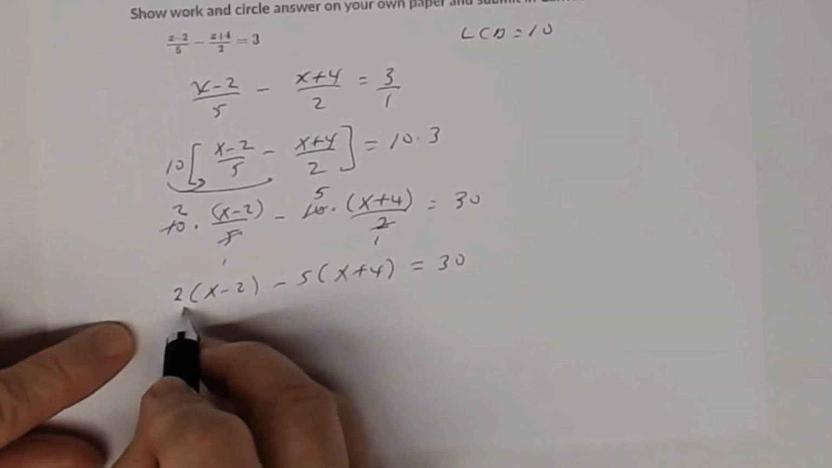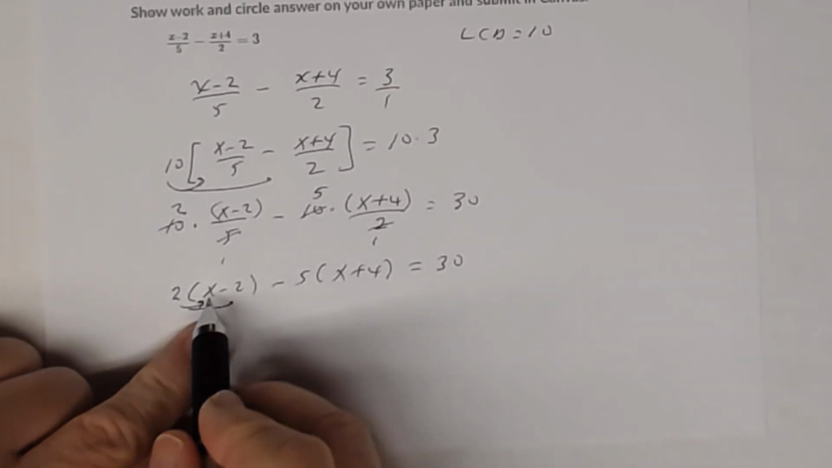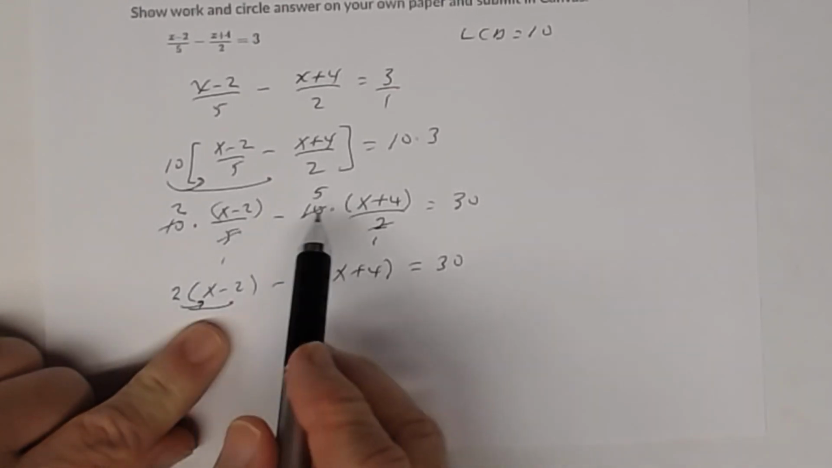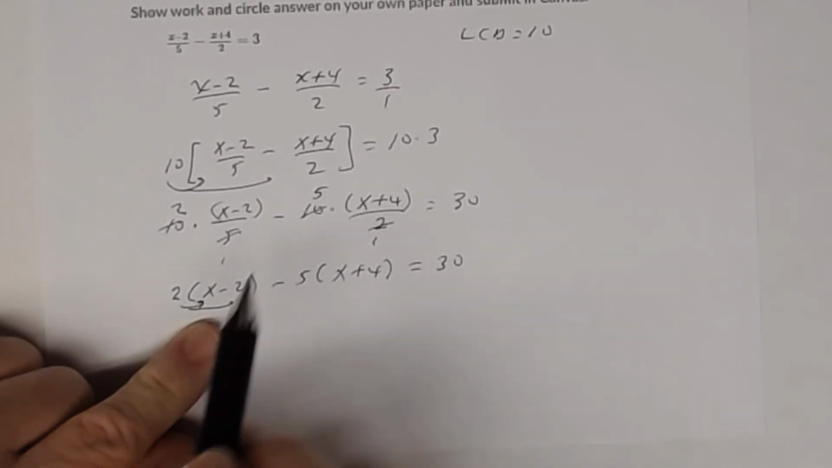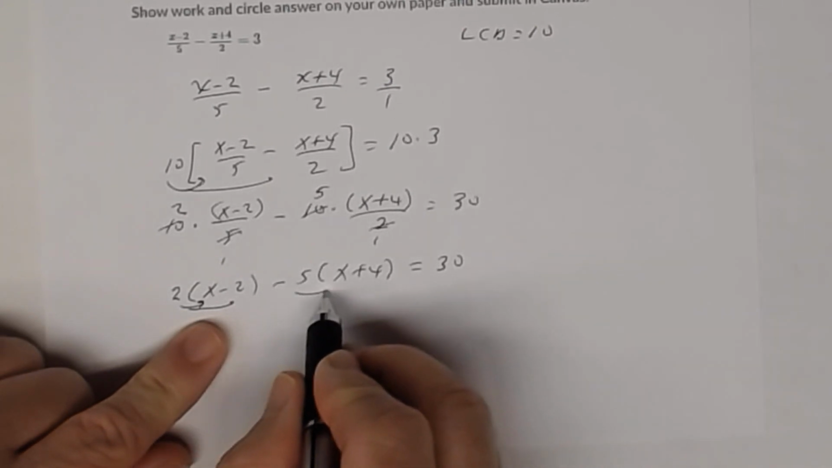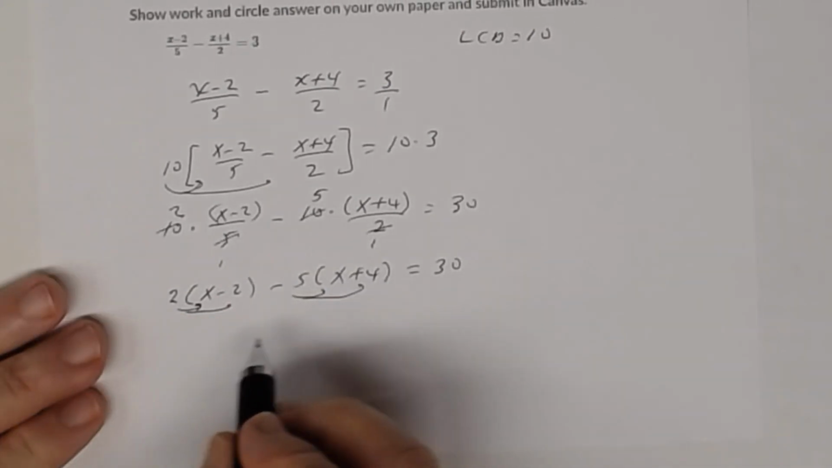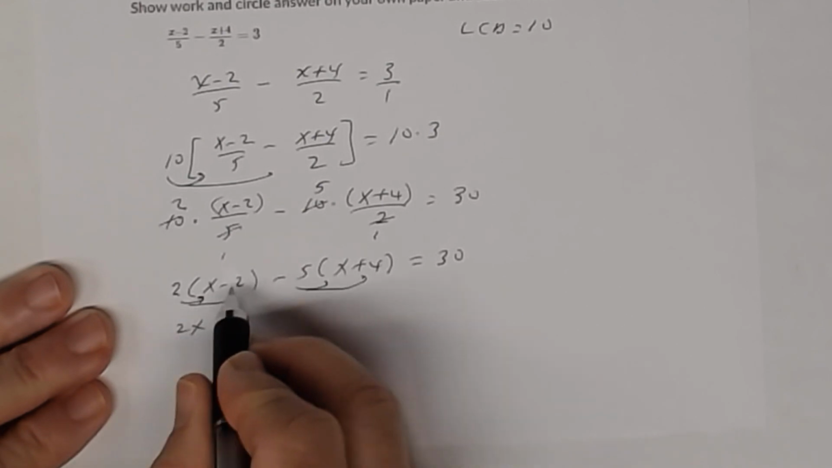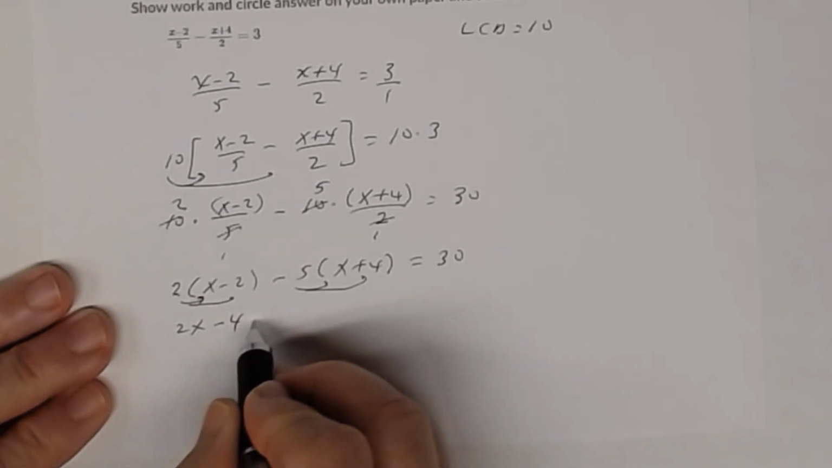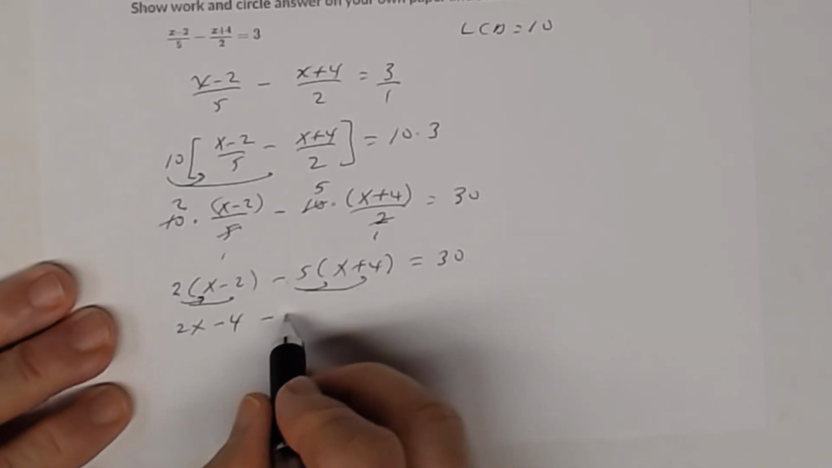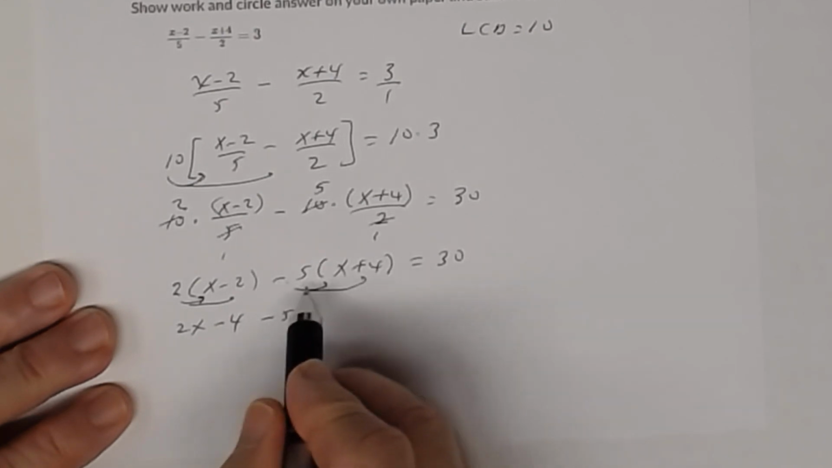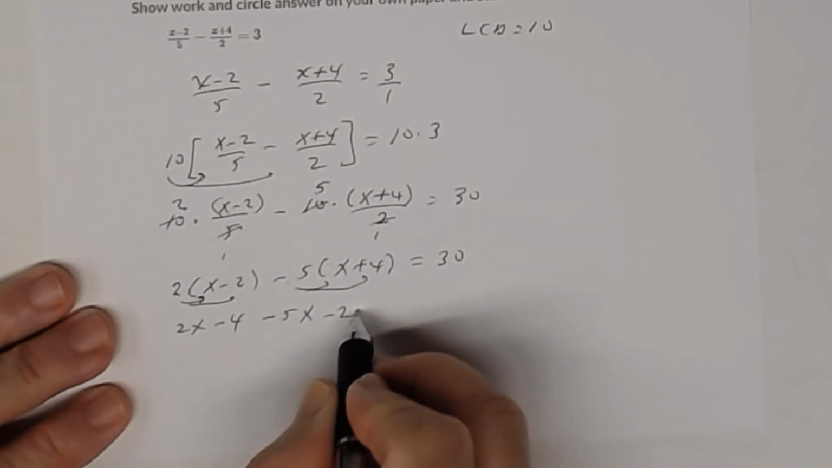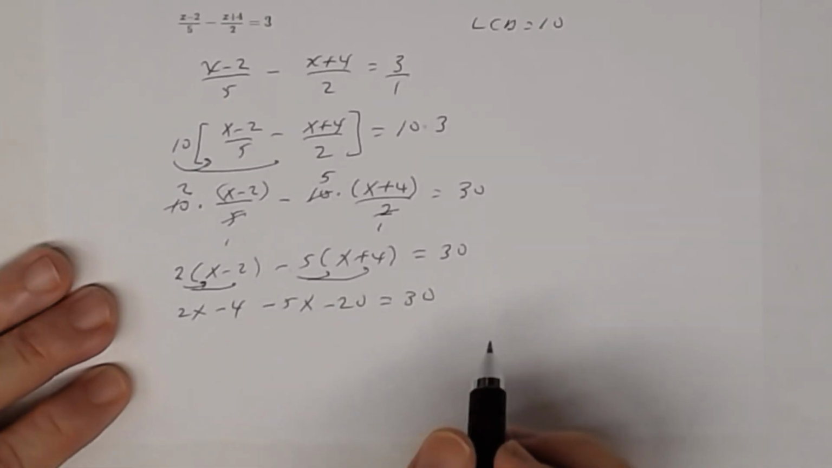Okay, now at this point we're going to distribute. As we're indicating, every term in this numerator needs to be multiplied by 2, and every term in this numerator needs to be multiplied by 5, in this case negative 5. So 2 times x is 2x. 2 times negative 2 is negative 4, so 2x minus 4. A negative 5 times x is negative 5x. A negative 5 times 4 is negative 20, equals 30.